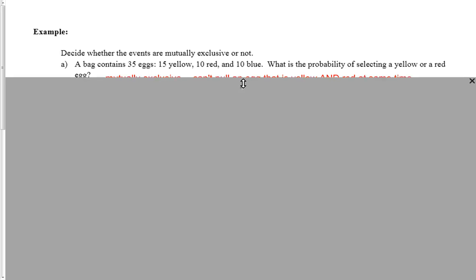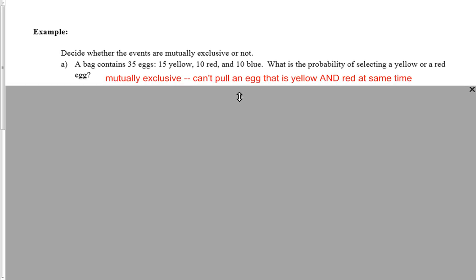First, let's try to understand mutually exclusive events. So we're going to look at each of these and decide if it's mutually exclusive. A bag contains 35 eggs. 15 are yellow, 10 are red, and 10 are blue. What's the probability of selecting a yellow or a red egg? Because there is no possible way to get an egg that is yellow and red, to get that overlap, they're separate, so it's mutually exclusive.